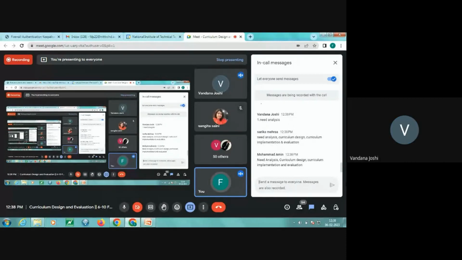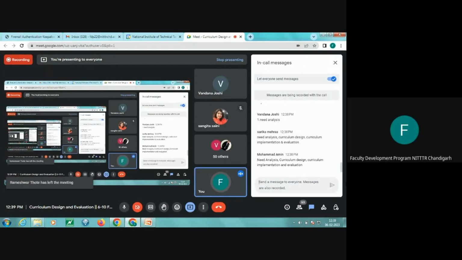Yeah, Vandana. Yes, sir. The first stage is need analysis. Then second is curriculum design. Third, implementation. And fourth will be evaluation of the curriculum. Yeah, curriculum evaluation, not student evaluation. It is curriculum evaluation.